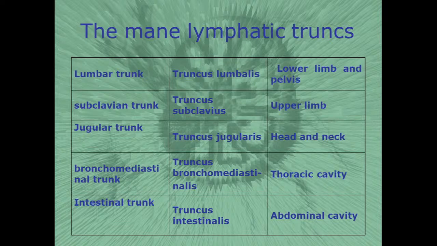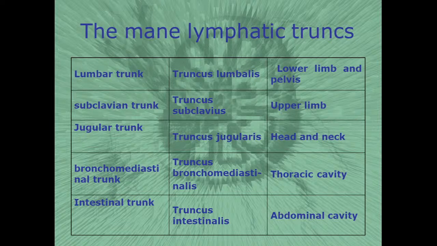Jugular trunk, also paired, in Latin truncus jugularis, and carries out lymph from the head and neck region. Next is also paired bronchomediastinal trunk, truncus bronchomediastinalis, which carries out lymph from the thoracic cavity.